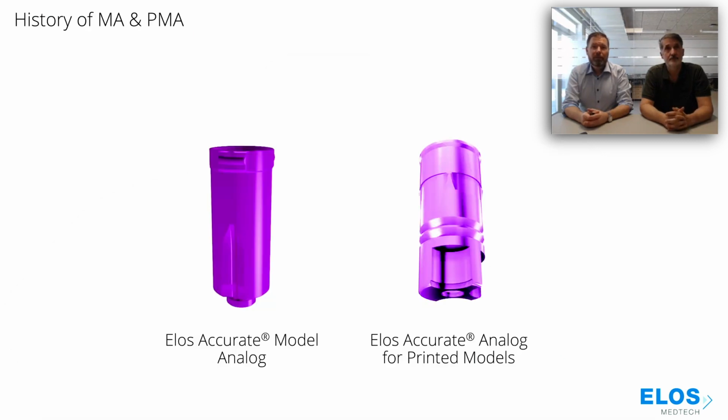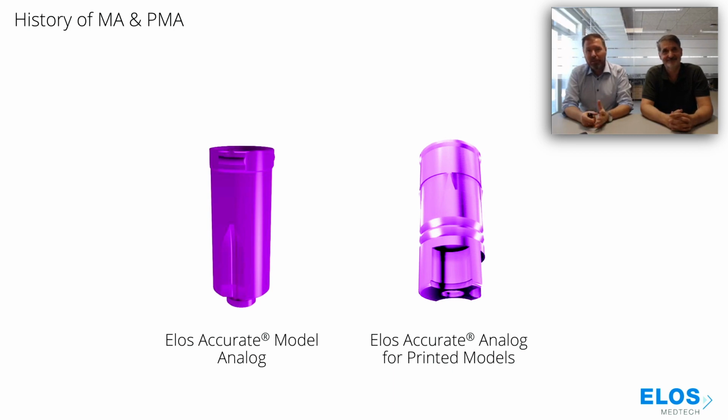So next up, we have a little history lesson, because the PMA is not the first analog from either side. We actually started all the way back in 2013, 2014 with the MA. As you can see on the screen, we have the Elos Accurate Model Analog, which we refer to as the MA version, and then the Elos Accurate Analog for Print Model, in short the PMA, or Print Model Analog. The history is that we started when all this was a very emerging and new technology.